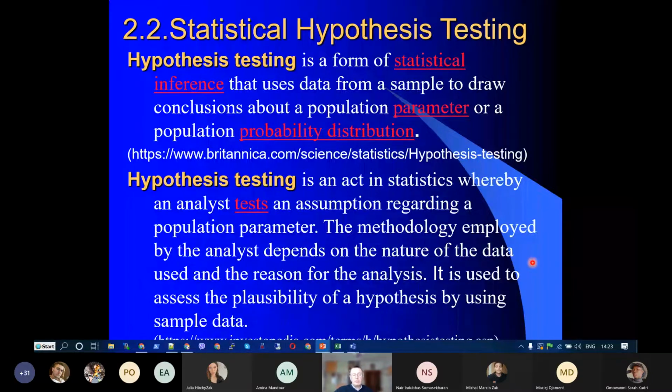An alternative definition is that hypothesis testing is an act in statistics whereby an analyst tests an assumption regarding a population parameter. The methodology employed by the analyst depends on the nature of the data used and the reason for the analysis. So here is a key point already noted in the lecture: the kind of analysis depends on the nature of the data and the reason for analysis, because technically, with a modern computer, we can calculate everything.